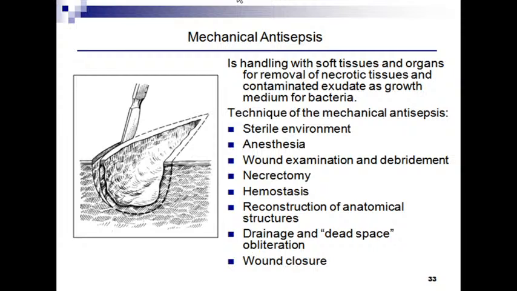Preparation. How to prepare a wound for surgical treatment. At first, rules of asepsis. You should create aseptic technique around the wound. You should sterilize skin around the open wound, open damage, and you should keep the sterility during surgery, during operation.